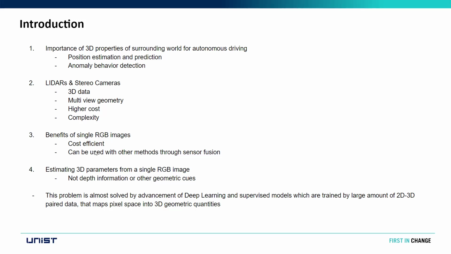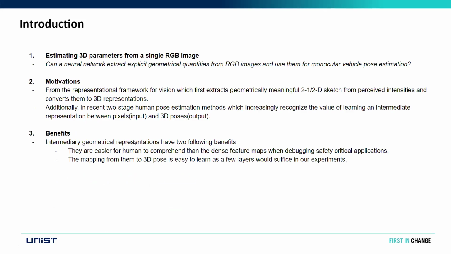But when we use only RGB images, we have some problems, like we don't have depth information or other geometric cues. But luckily, with the advancement of deep learning, the depth information is almost solved, so there is not that much problem with this. But the problem with current pose estimation from RGB images is that they don't focus on intermediary results. They take an image as input and output the pose information, and what happens in between is almost like a black box.